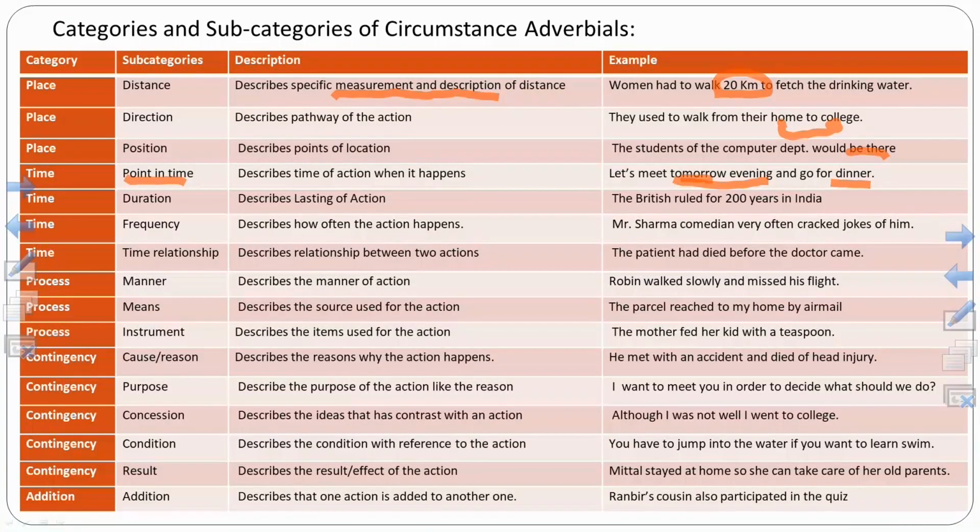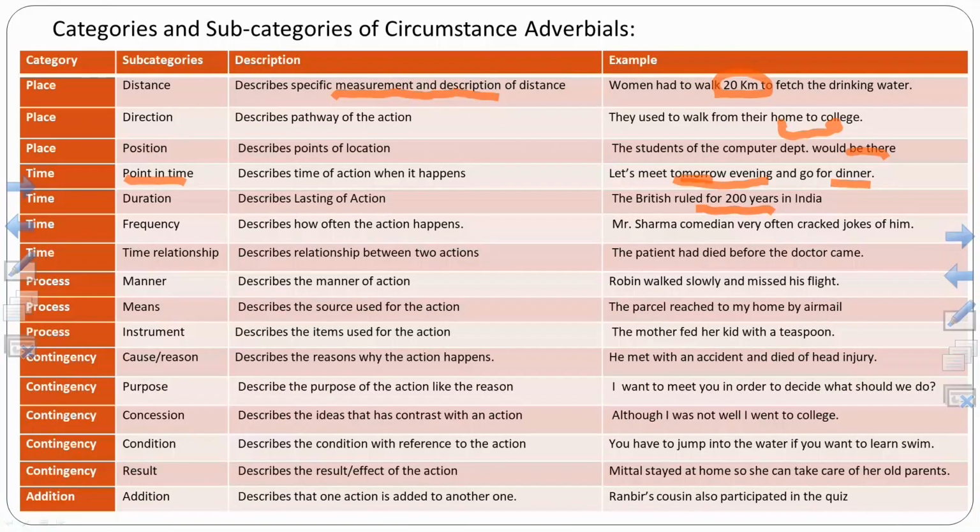Now let's look at the duration, another example of the time category, that is describing the lasting of an action. That means the British ruled for 200 years in India. So for example, it describes the duration, that for how long the British ruled. If you want to convert the sentence into interrogative, we can say how long did the British rule India, then we can say the British ruled for 200 years in India.